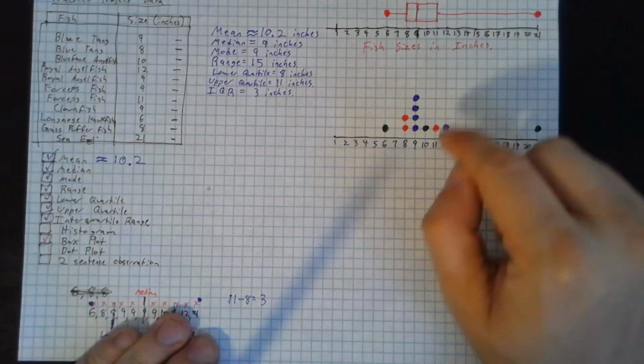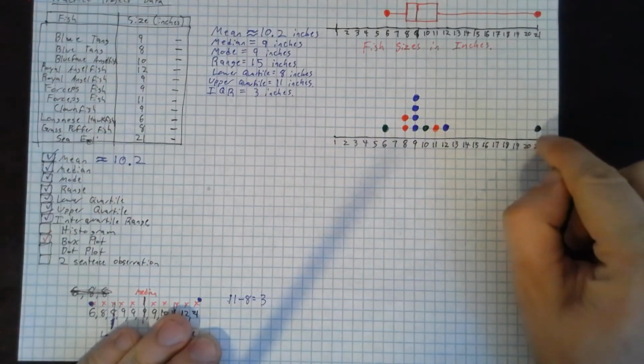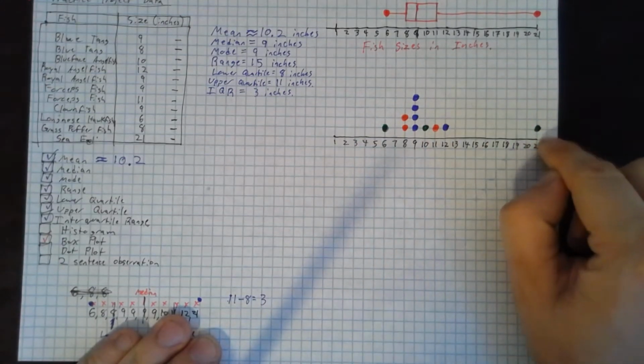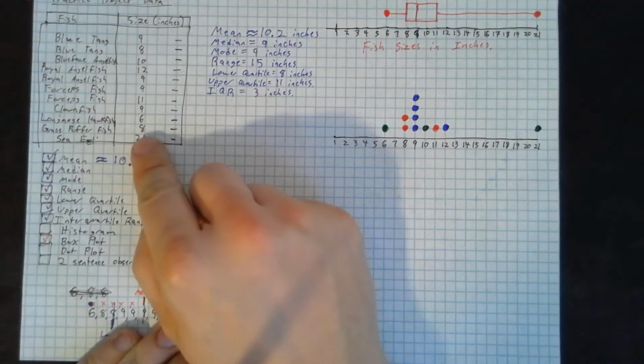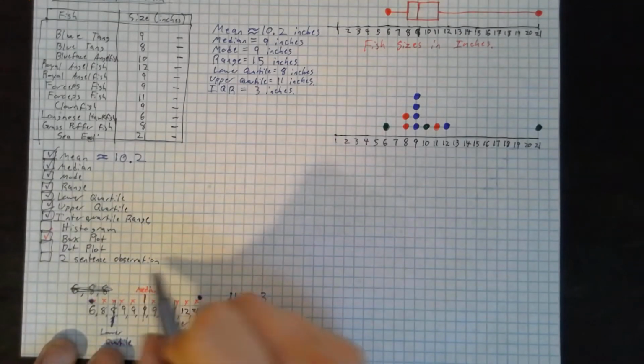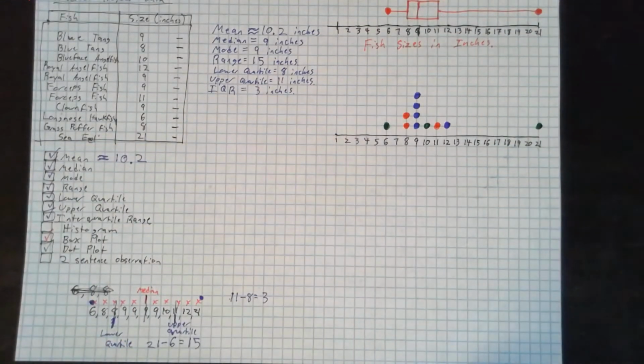Most of the data is all located in this one spot. But there's something way off over here. For some reason, we have one piece of data that's in the 20s, which is a lot different than all the rest of our fish. So that could mean something. Make sure you're thinking about that when we get to our explanations. But that is my dot plot completed.